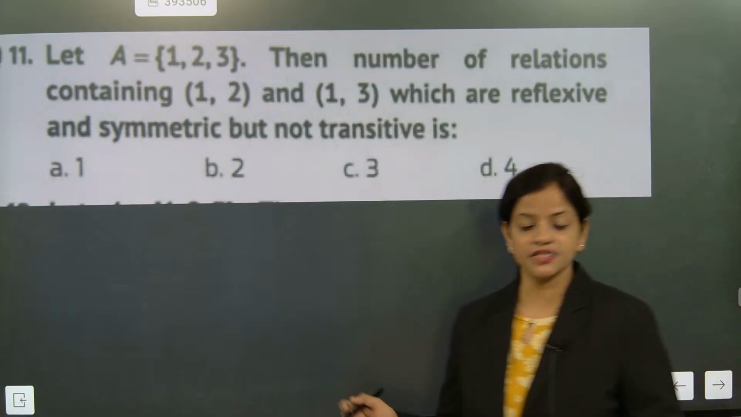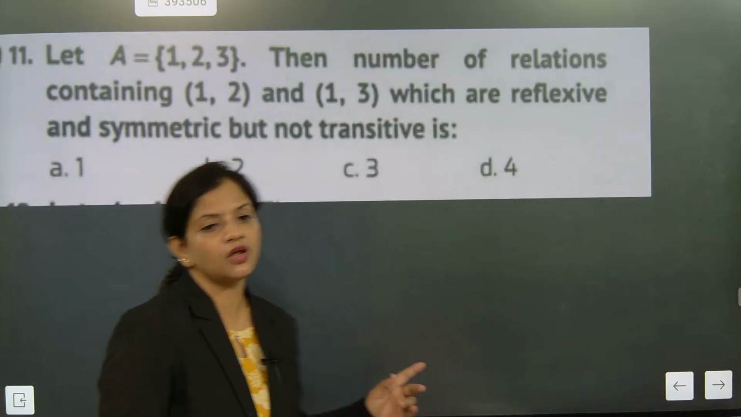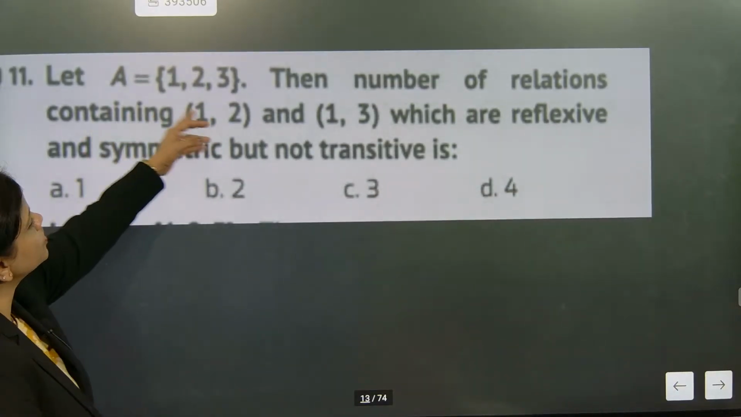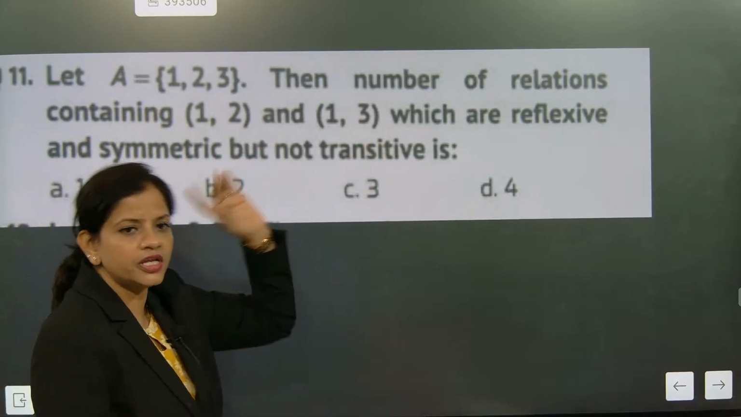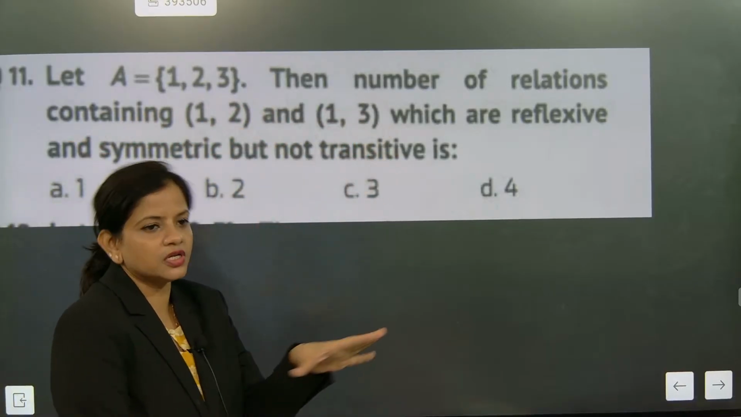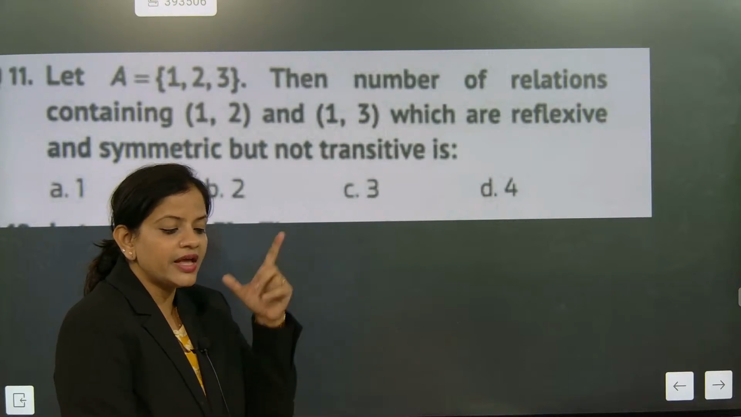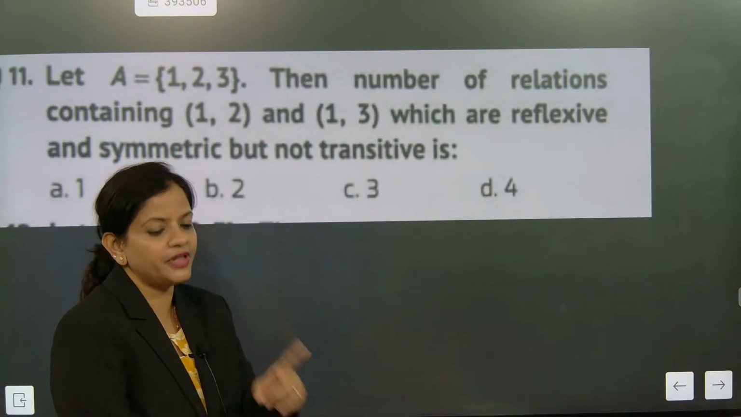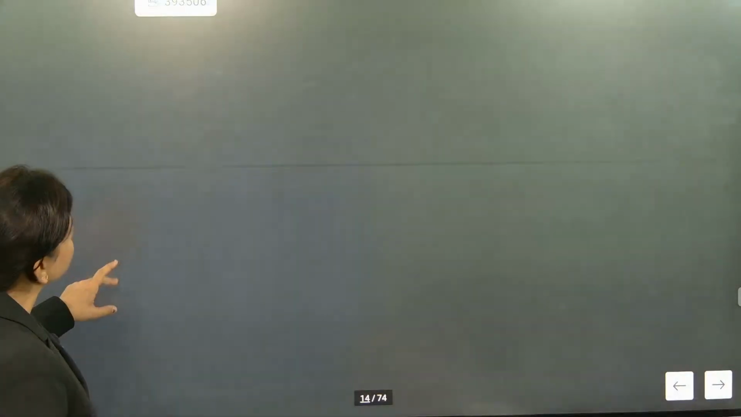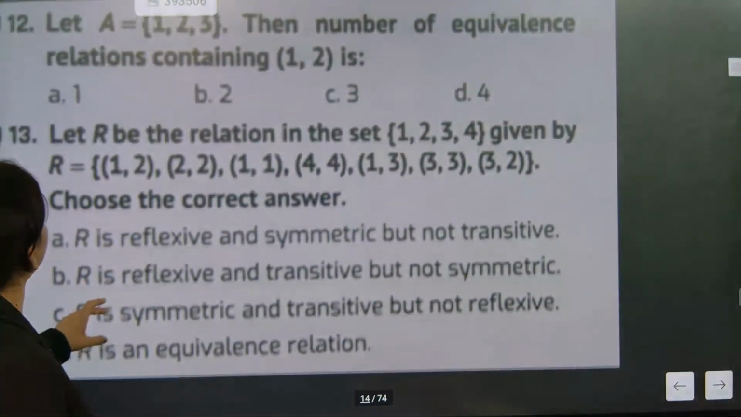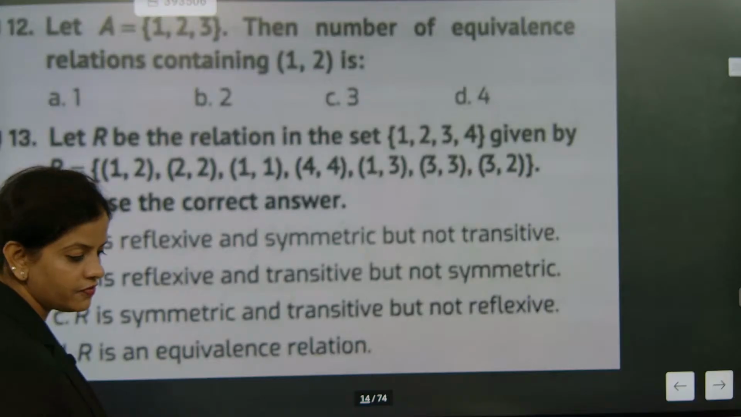See, check very nicely because we have done this question already. A is equal to {1, 2, 3}. The number of relations containing (1, 2) and (1, 3), it will only be 1. The total set. Understood? Together they are consisting, means only one set will be there which will consist of this. So the answer is 1. Okay? Now we will go for the next question and your time starts now. Question number 12.